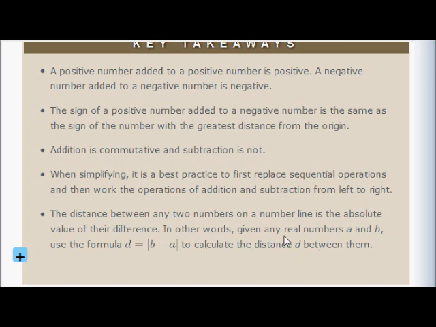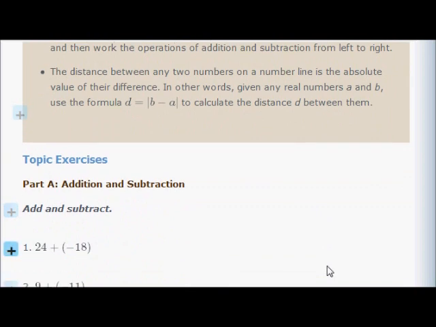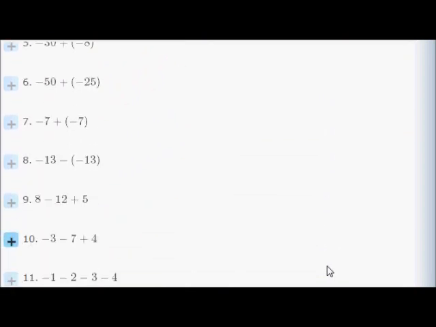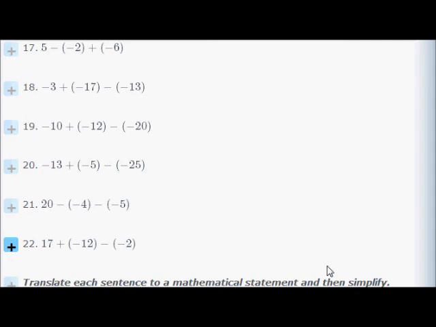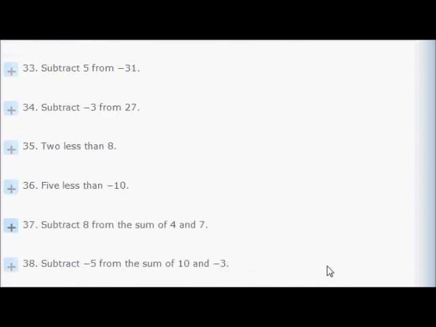So when simplifying, it's best practice to first replace sequential operations and then work with the operations of addition and subtraction from left to right. The distance between any two numbers on a number line is the absolute value of their difference. In other words, given any real numbers A and B, you can use the formula D equals the absolute value of the difference, B minus A, or like I said, it could be A minus B instead. Take the absolute value of that difference, and you'll end up with the distance D between the two points.